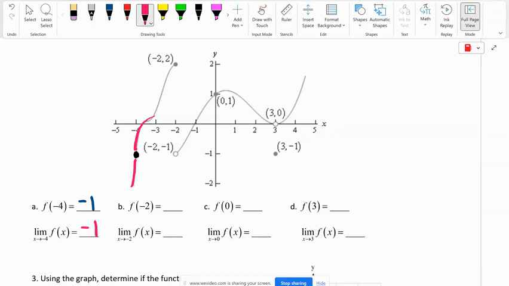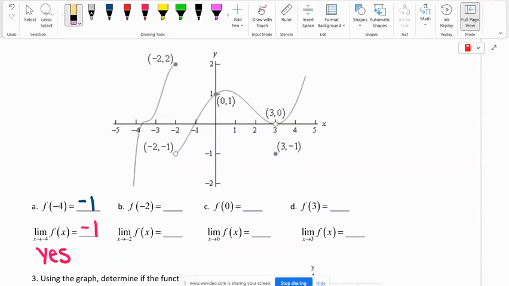So is this continuous? How do we know if it's continuous? If our f of value equals our limit value, they're both the same, then it's continuous. So yes, it is continuous. Okay, let's go to the next one. So now we want to know, is this graph continuous at -2?